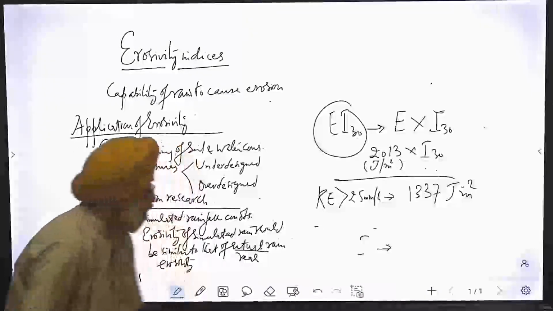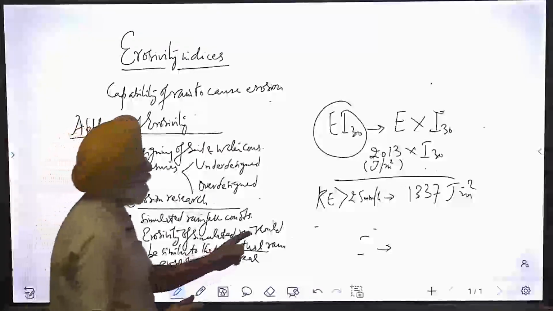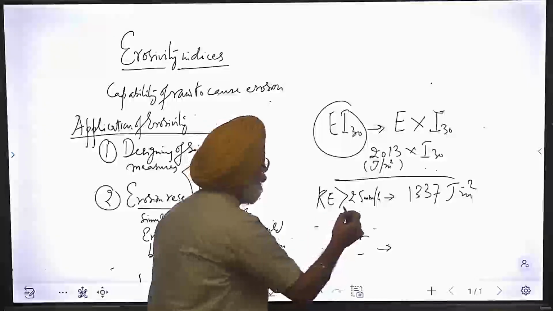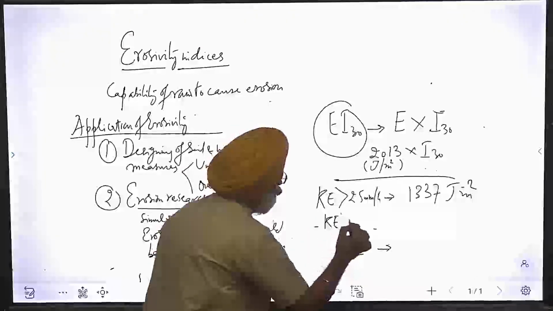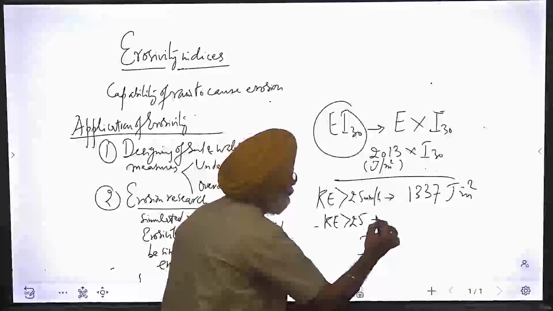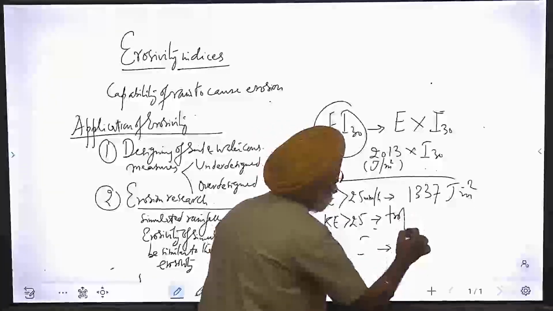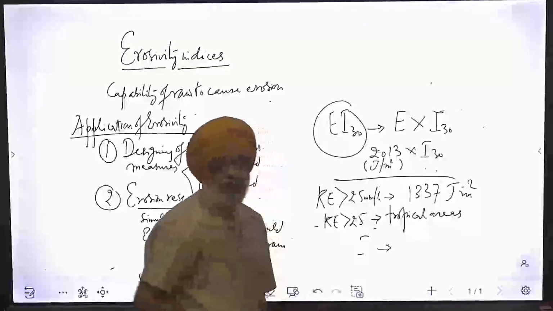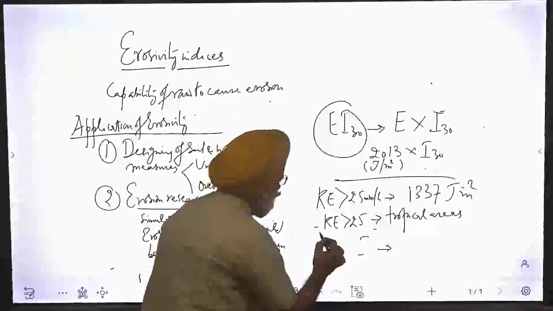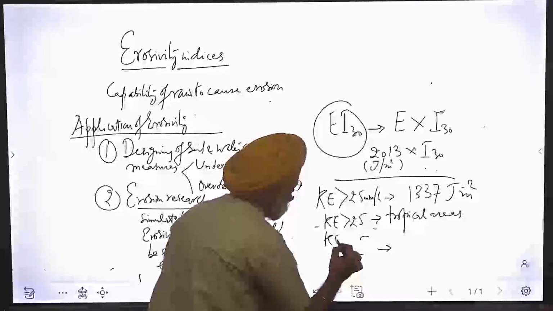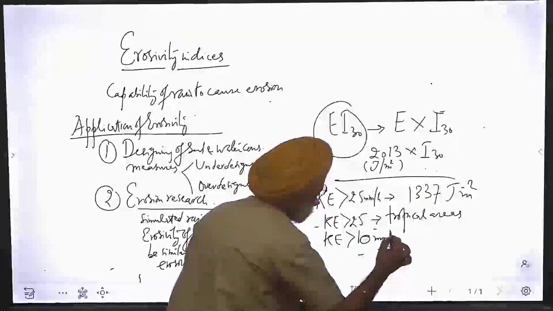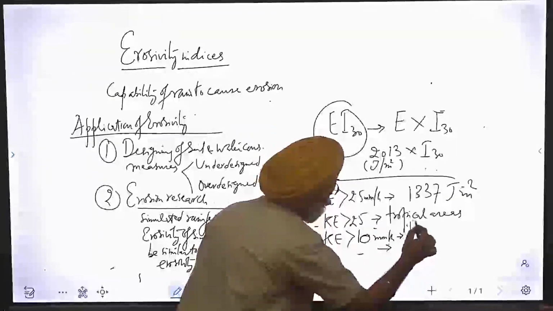One thing which I forgot to tell you: this index, KE20 more than 25, is generally applicable in tropical areas. For temperate regions, they suggest taking this threshold value as 10 millimeter per hour. This is for temperate regions.